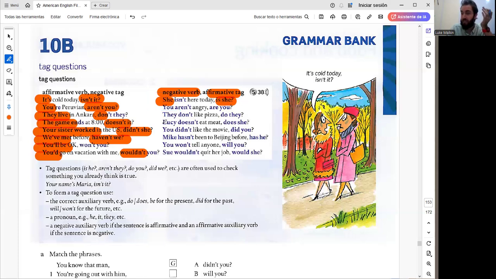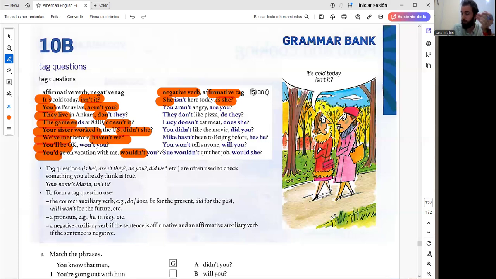They don't like pizza, do they? Lucy doesn't eat meat, does she? You didn't like the movie, did you? Mike hasn't been to Beijing before, has he? You won't tell anyone, will you? And Sue wouldn't quit her job, would she? So to remember, same pronoun and the auxiliary changes from positive to negative or negative to positive.